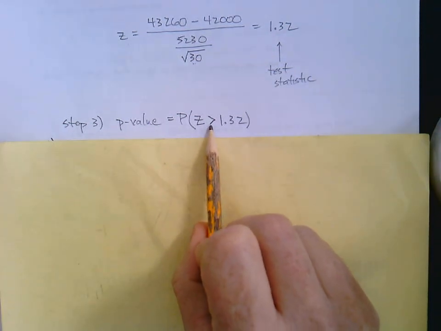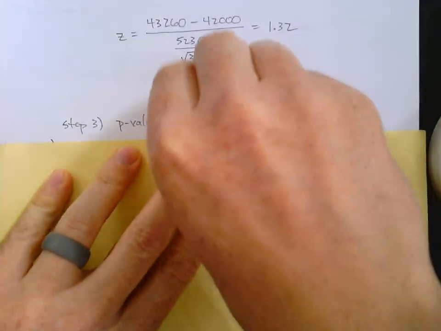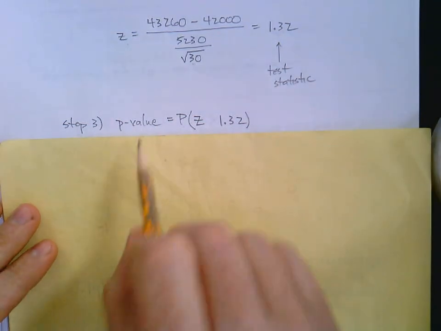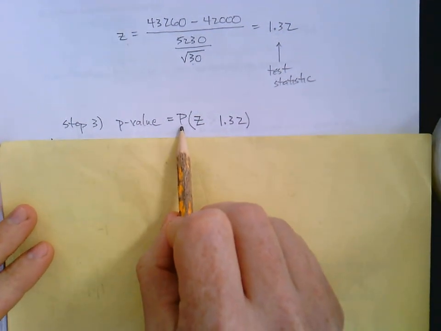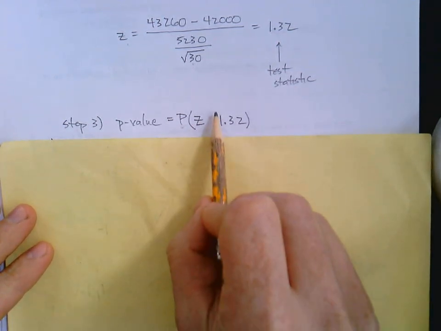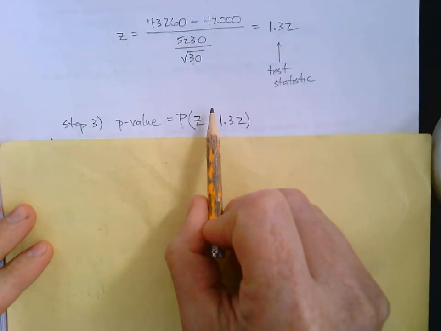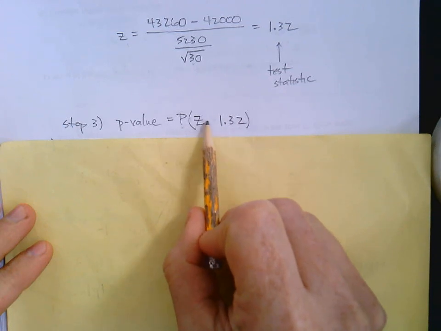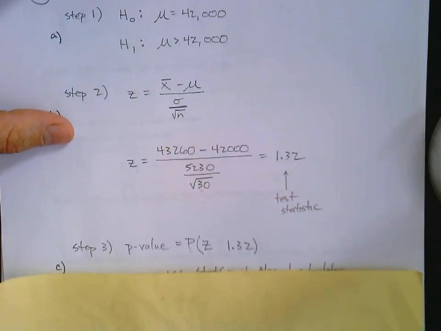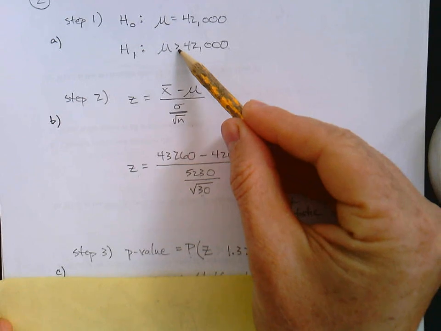Notice there's a greater than. Let me erase that and talk this through. So the p-value, the probability that z something 1.32, and we'd have to think, okay, should we fill this in with a less than? Less than is what we would typically use, right? Or maybe it's a greater than. I'll tell you, it's always the same as the alternative hypothesis.